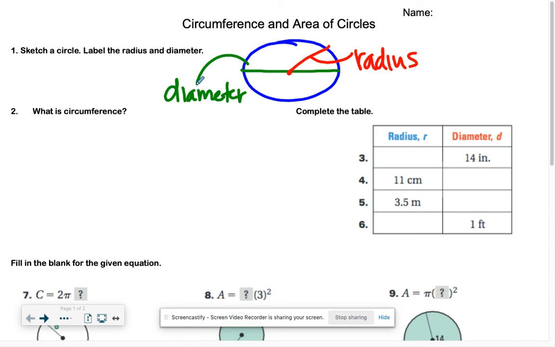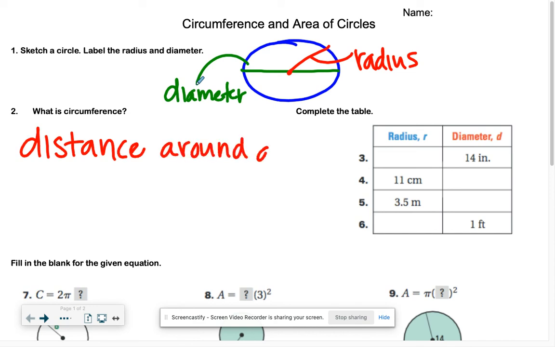What is circumference? Circumference is around. Yep, distance around a circle.